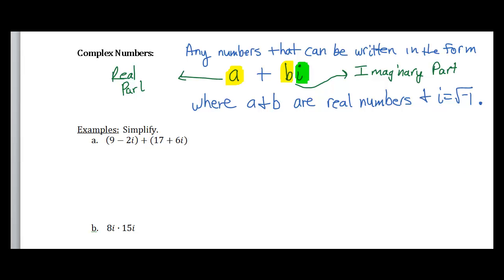Let's look at some examples. In part A, we have an addition. I have 9 minus 2i plus 17 plus 6i. Since we're going to be treating these like variables, we are only going to combine like terms. 9 and 17, even though they're in parentheses, remember it's separated by an addition symbol, so we just combine like terms. 9 and 17 are like terms, and negative 2i and 6i are like terms. 9 plus 17 is 26, and negative 2i plus 6i is 4i. So we get 26 plus 4i, and this is how we're going to leave our answer. We're always going to leave our answer in a plus bi form.